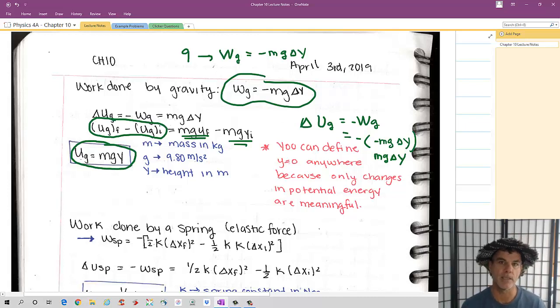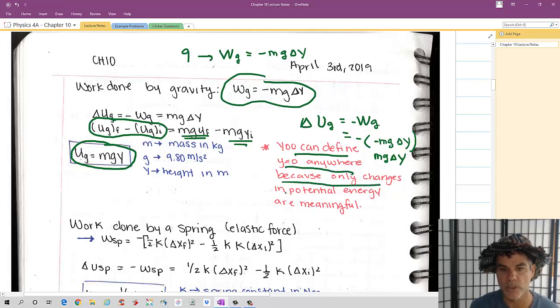M is mass in kilograms. G, the magnitude of the acceleration due to gravity, is always positive 9.8 meters per second squared. Y is the height in meters. So the big thing that you need to remember for gravitational potential energy is you can define y equals 0 anywhere, because only changes in potential energy are meaningful.